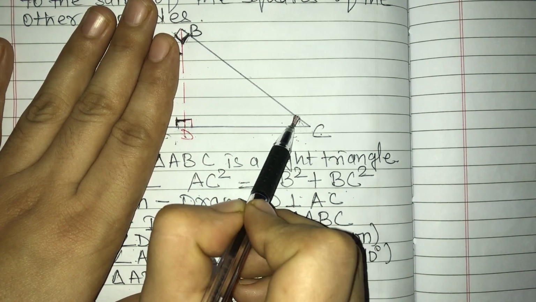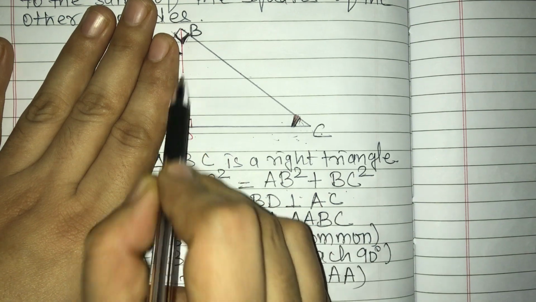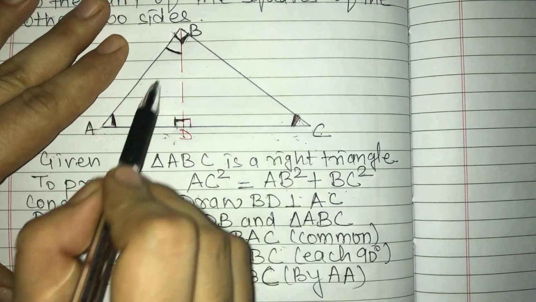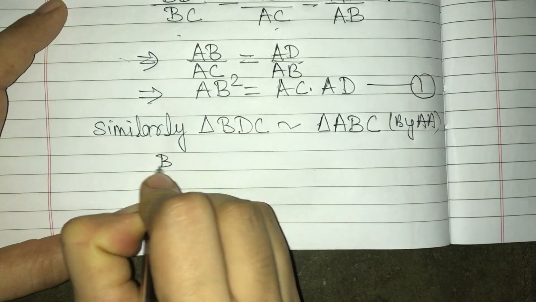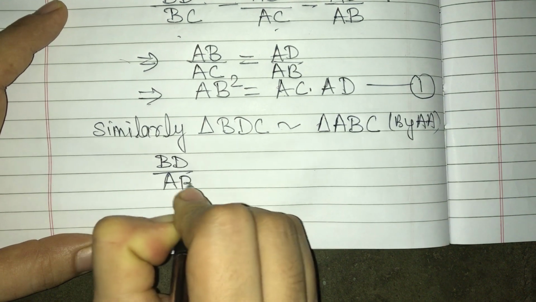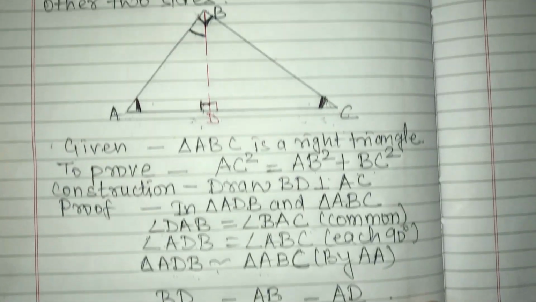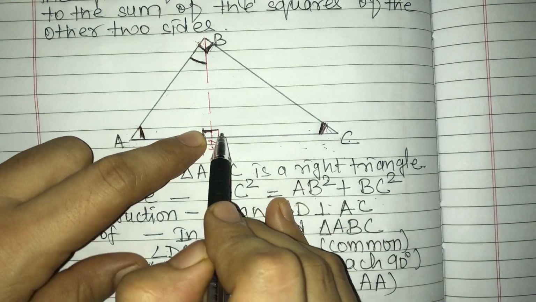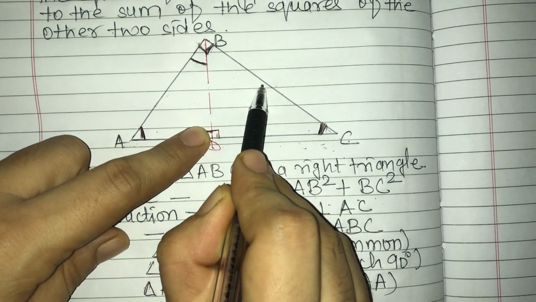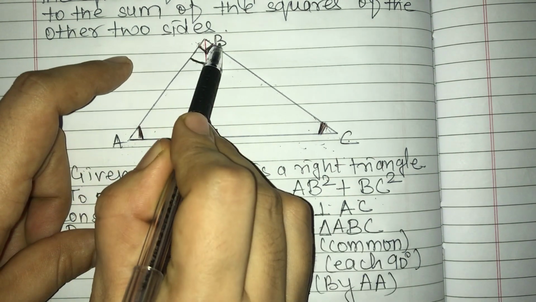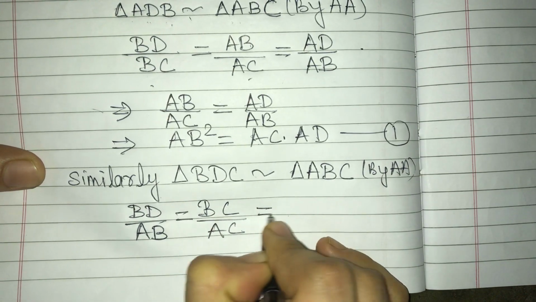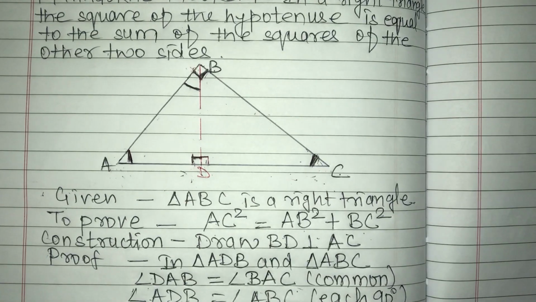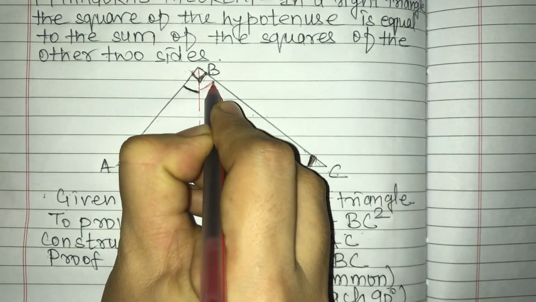So the side opposite to this angle in the smaller triangle is BD, and the side opposite to this angle in the bigger one is AB. So we have BD upon AB is equal to, now again the side opposite to the right angles, this is the right triangle, the side opposite to this right angle is BC, and the side opposite to this right angle is AC. So we have BC upon AC is equal to, now the third one, the last one is this angle.